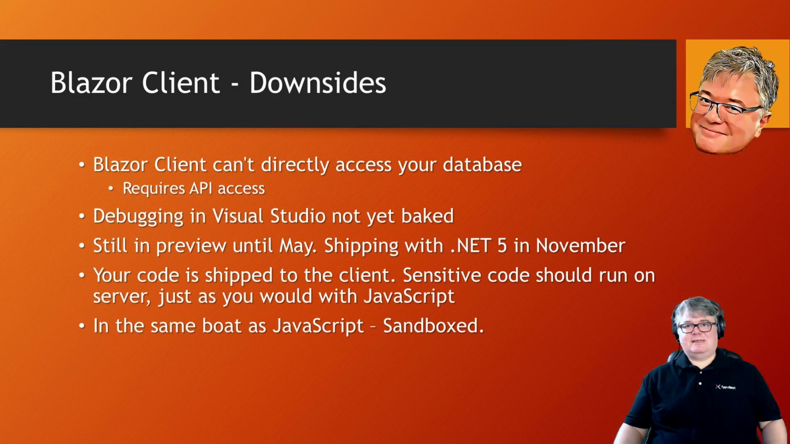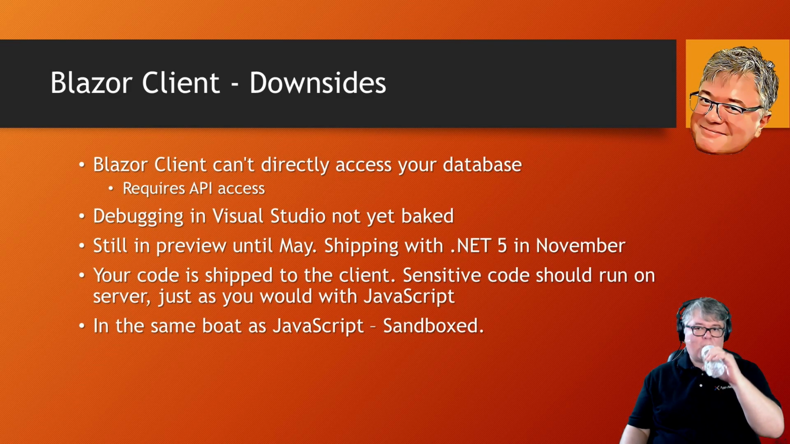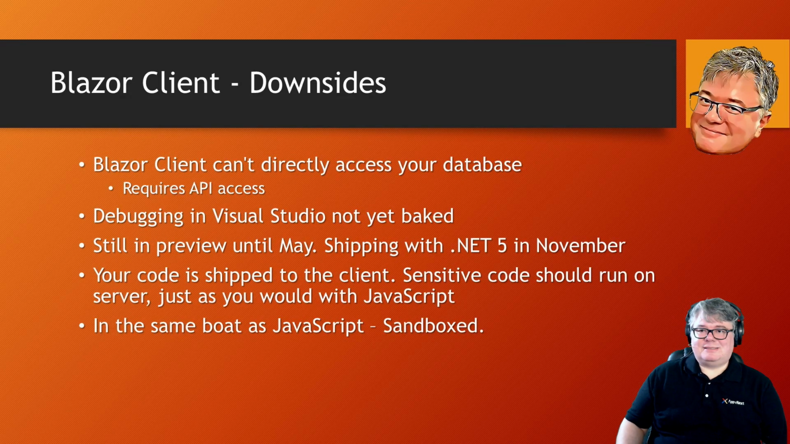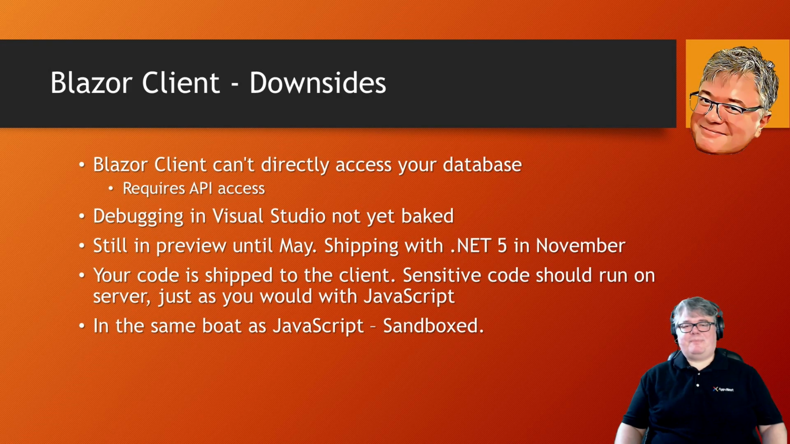The downsides. You have to build an API layer to do anything that requires secrets. I'm going to repeat that. You have to build an API layer to run any code that requires secrets. Data access, accessing Key Vault, accessing any Azure services, anything that requires a secret or a key or something that you don't want your clients to have access to, right?